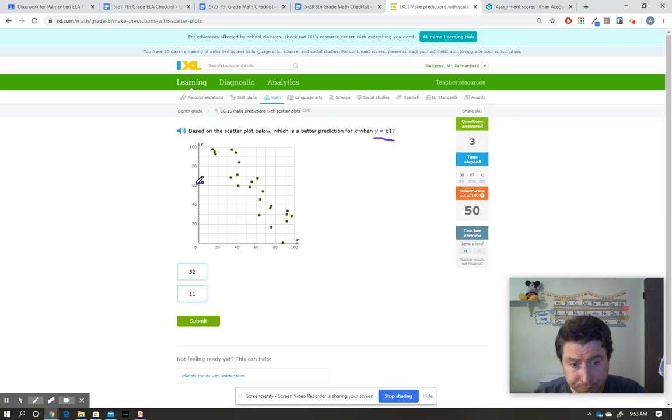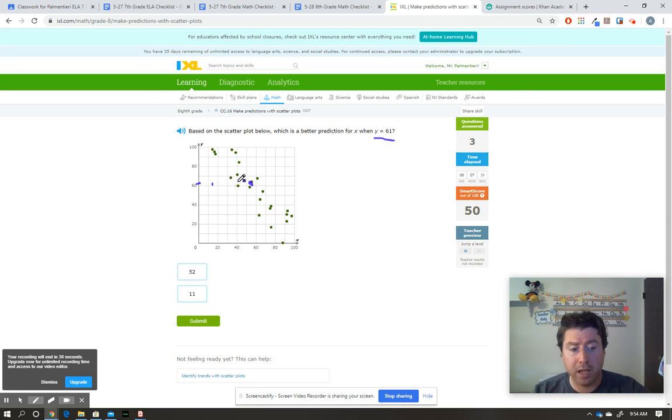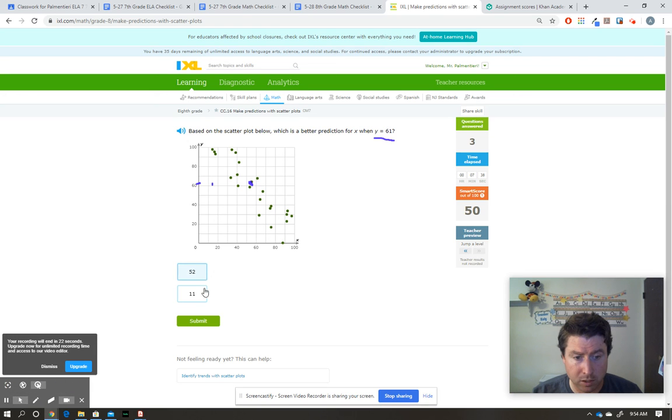So now, here's 61. They want to know, would x be 52? So would I go down to here to 52 and line this up? Would it be about here? Would that be a good fit? Or would it be when x is 11, which would be about here, and when I line that up? So who's closer to the action? Is it the 52, which lines up there, or the 11? It's the 52. So your answer would be 52.